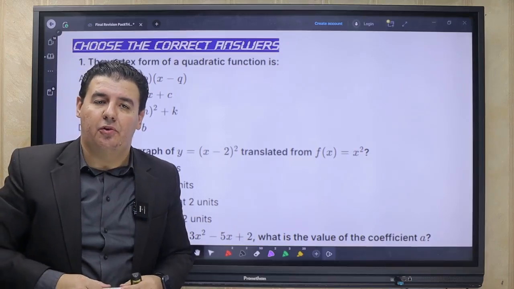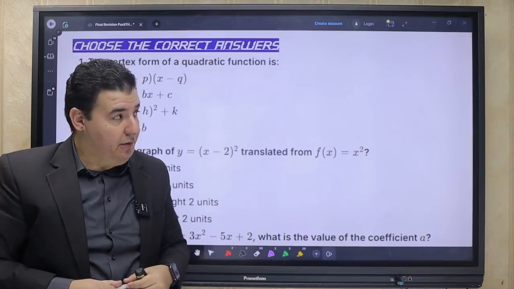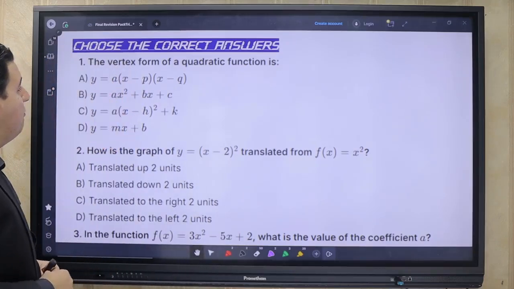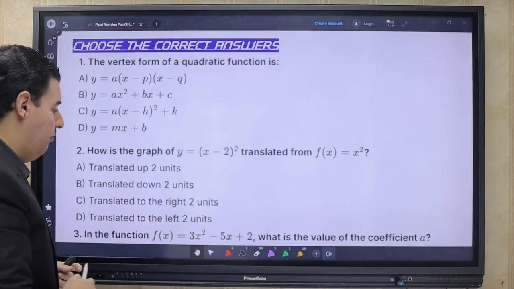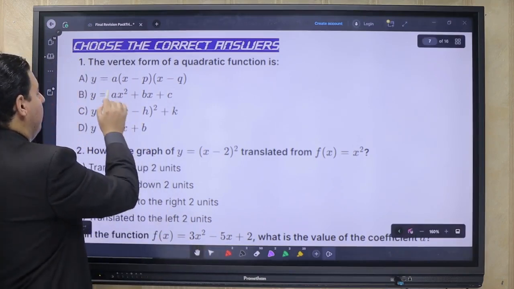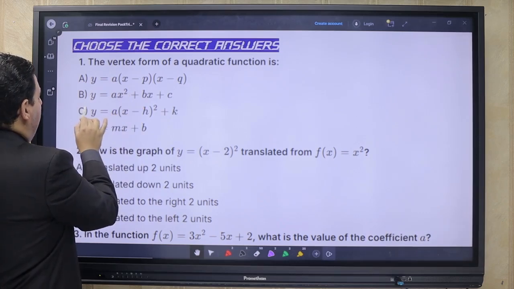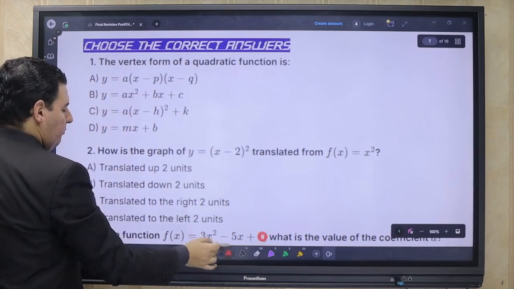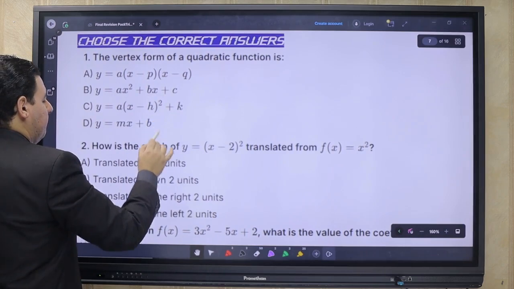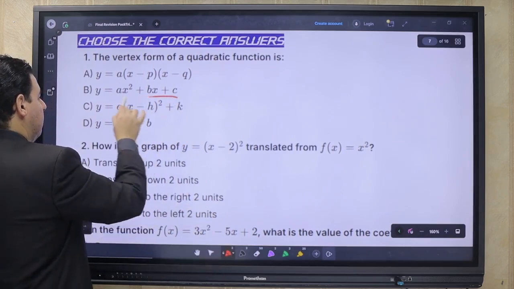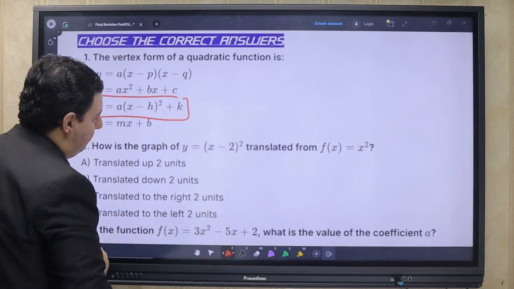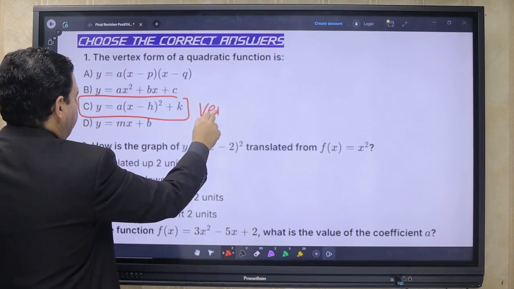The second part from this question, another question: the vertex form of the quadratic function, which is y equals a(x minus h) squared plus k. This is the vertex form.